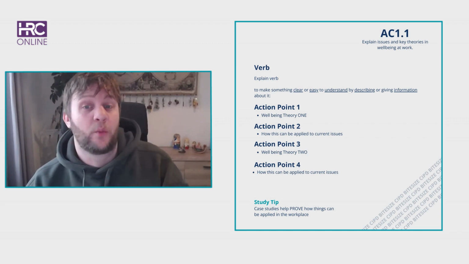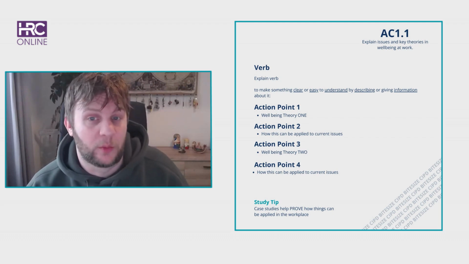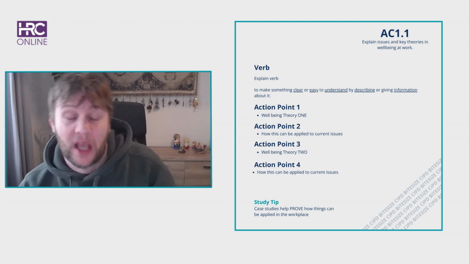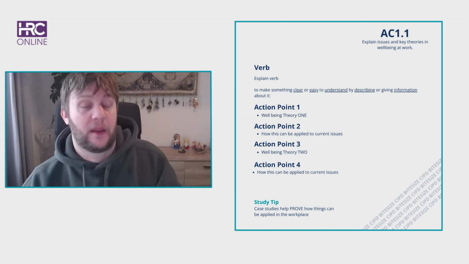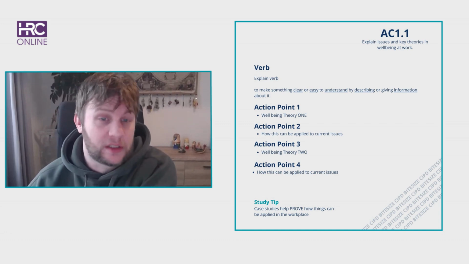So 333 words divided by 4 means you've only got 83 words per action point. So action point 1, well-being theory 1. Explain what the well-being theory 1 is. Action point 2, how this theory can be applied to current issues. I would use InsureSave and I would write, this is how it applies to InsureSave. It's not critical for part 1.